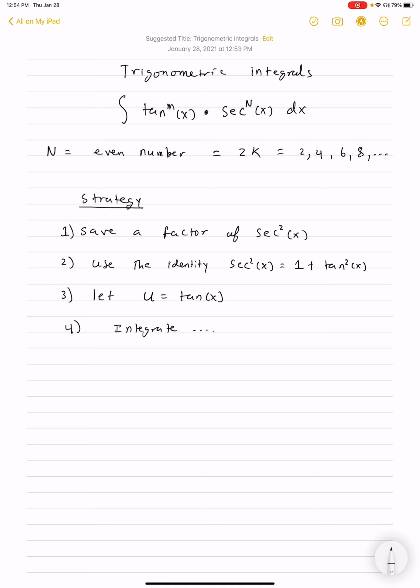Our strategy in this case is to save a factor of secant squared of x and to use the identity that secant squared of x is 1 plus tangent squared of x. Then we perform the u substitution, that u is tangent of x, and then we integrate. So let's see this in action.